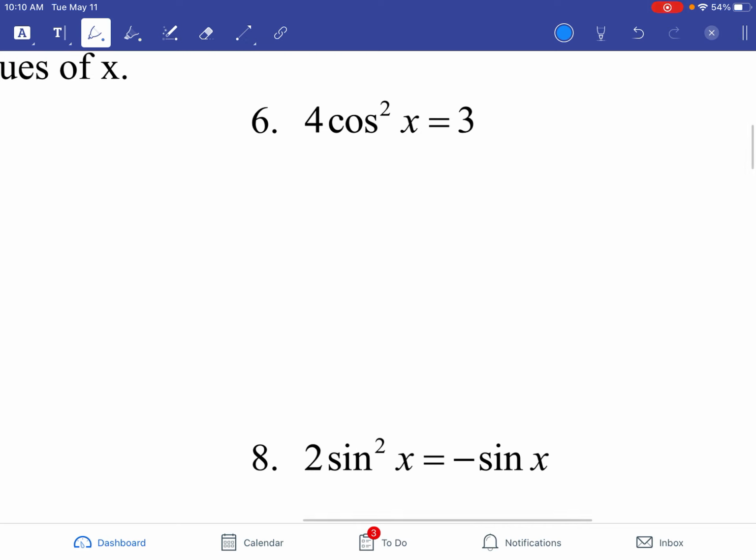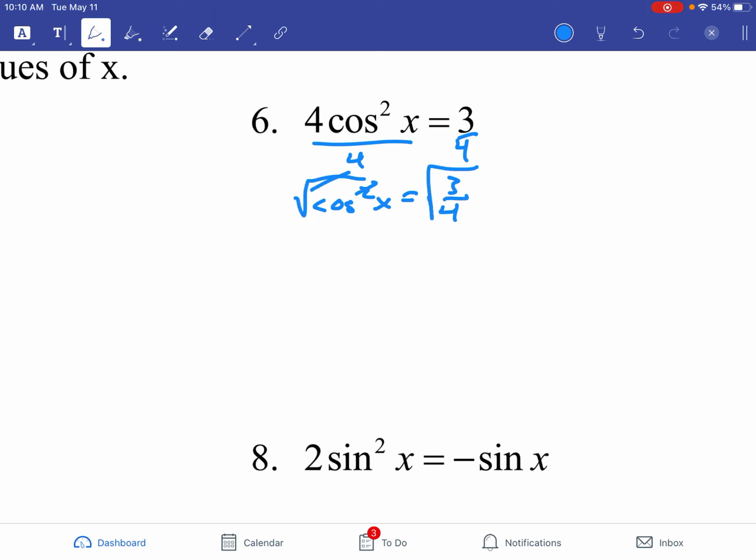And number 6, to get cosine by itself, the first thing to do is divide by 4. So cosine squared of x equals 3 over 4. To get cosine by itself, we're going to square root both sides to get rid of that squared sign. Now the square root of 3 is just the square root of 3, but the square root of 4 is 2. The other piece that most students will forget is when you square root both sides of an equation, you have to put plus or minus.